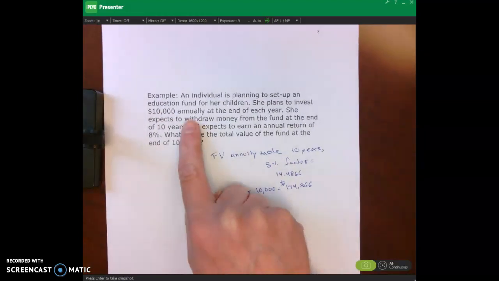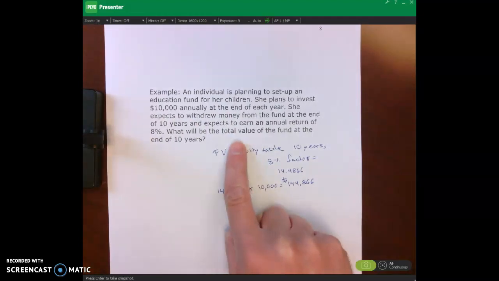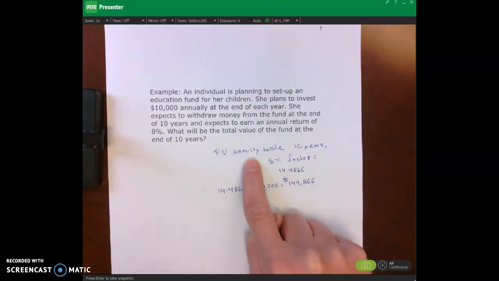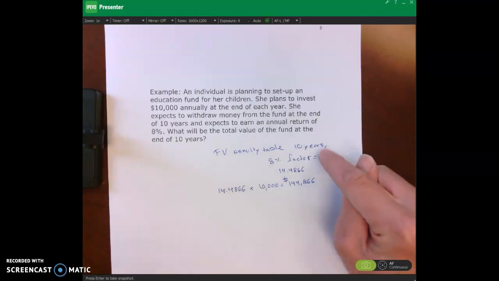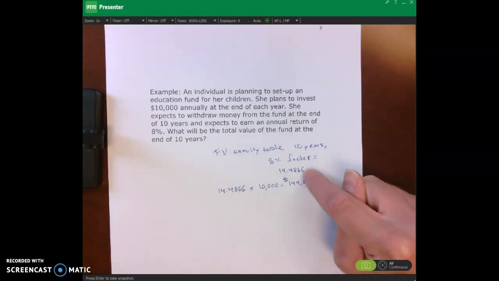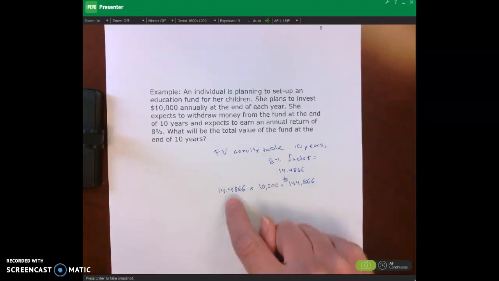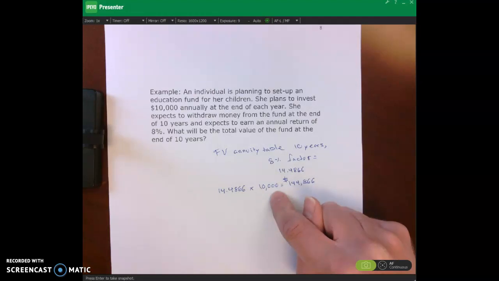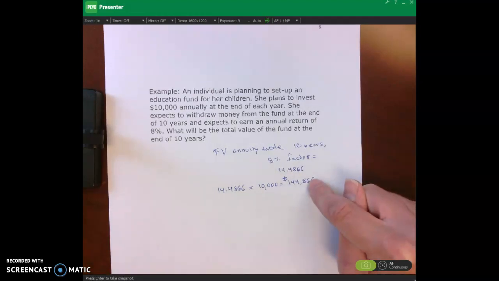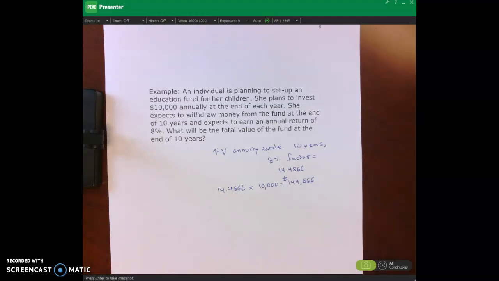So because this is an annuity and I'm asking for future value, use the future value of an annuity table. You look up 10 years, 8%, you find the factor, 14.4866, and then you multiply that factor of 14.4866 times 10,000. That gives you 144,866. That would be the future value of the fund.